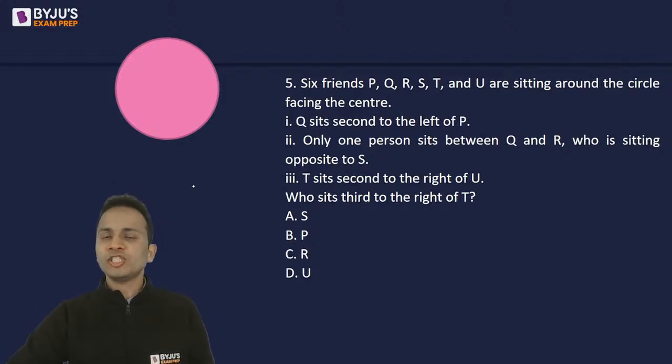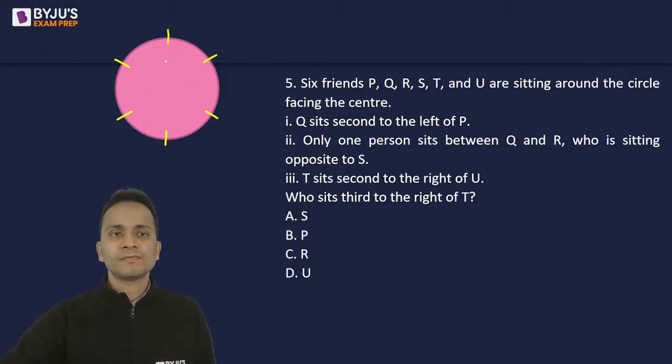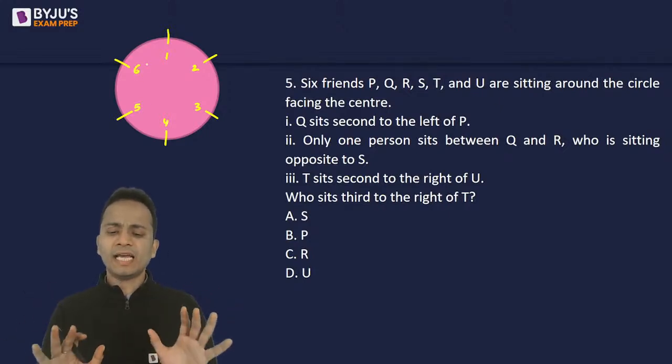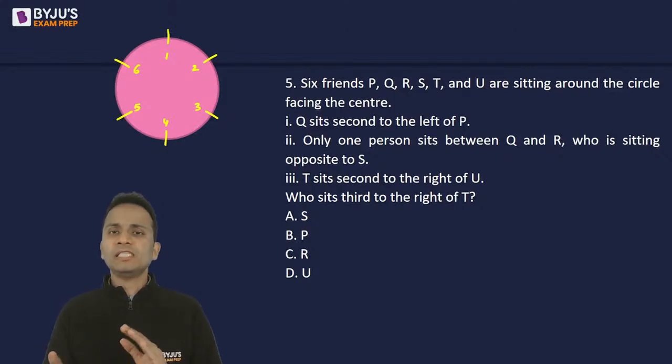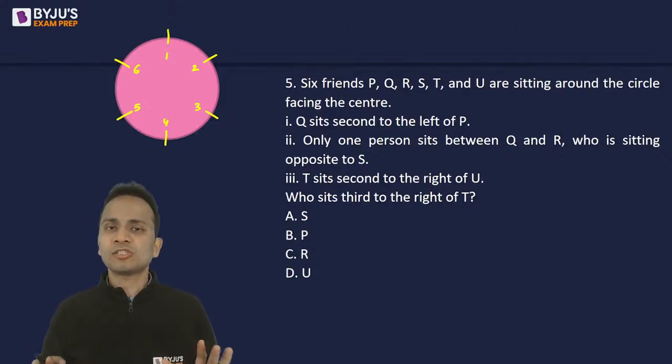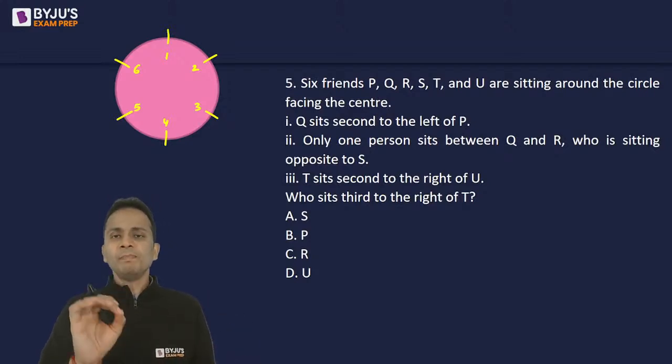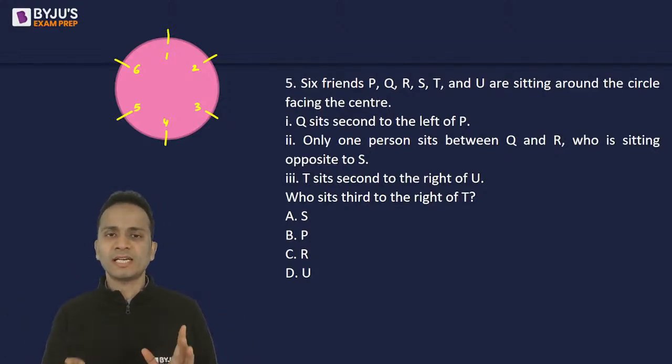Okay, so circular arrangement, I've drawn a circular table. Now 6 friends are sitting, so I will mark 6 chairs at equal distances. 1, 2, 3, 4, 5, and 6. Randomly, I have given numbers so that it will be easier for you to understand whatever I am explaining. So 6 friends, P, Q, R, S, T, and U are sitting around the circular table facing the center of the table. Okay. Statement number one, Q sits second to the left of P.